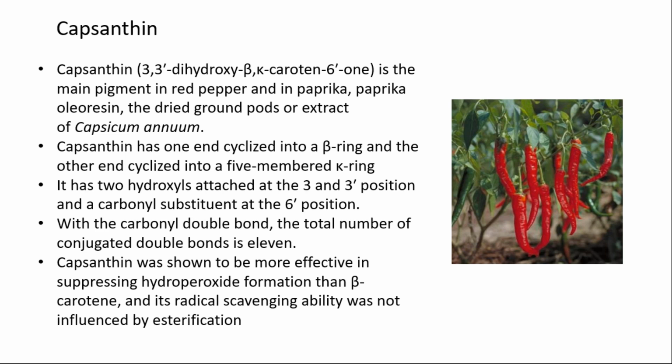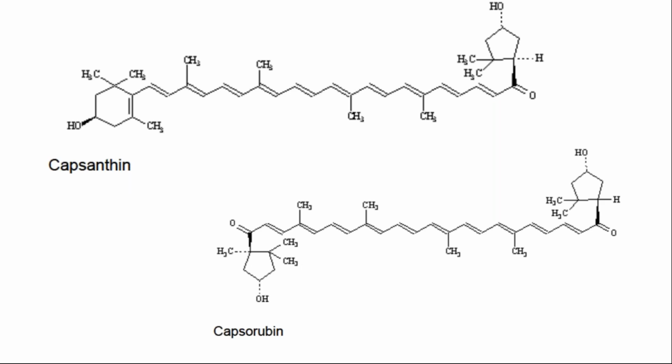Capsanthin is also used as an antioxidant because it prevents or suppresses hydroperoxide formation and has radical scavenging activities. Most of these plant pigments, especially the carotenoids, have this radical scavenging property, and so they find wide applications and are very popular as nutraceuticals. The two pigments that you can get in paprika are capsanthin and the other one is capsorubin.